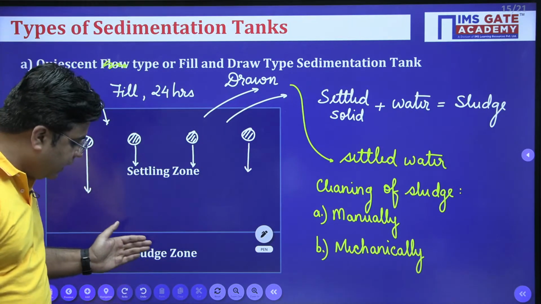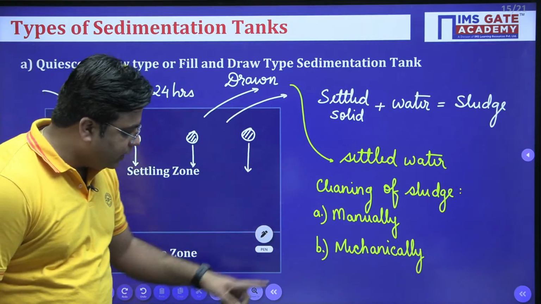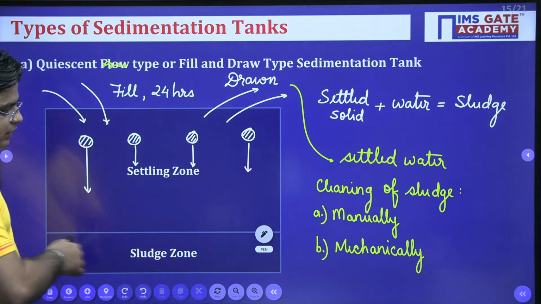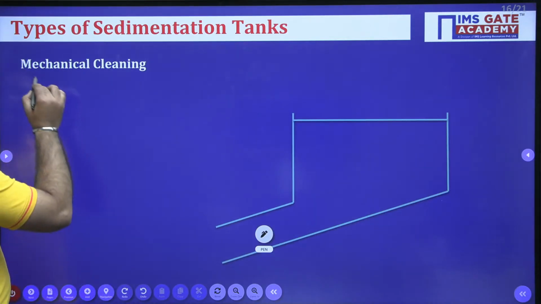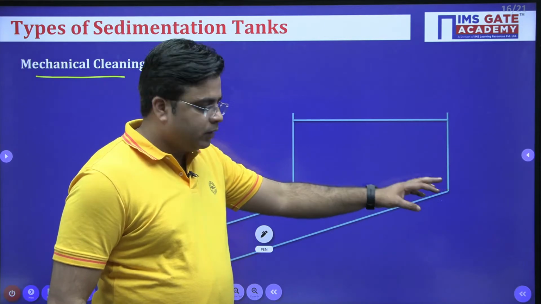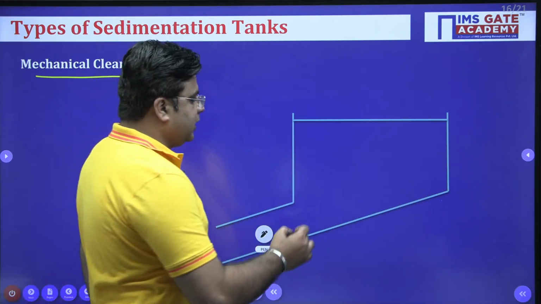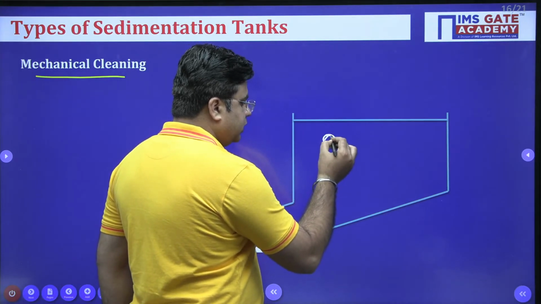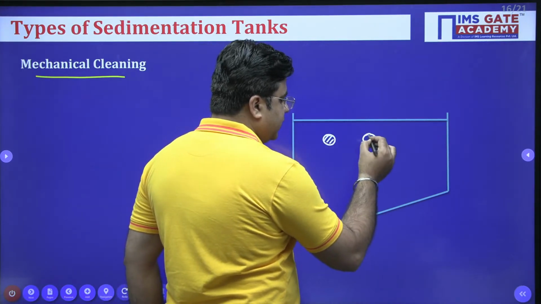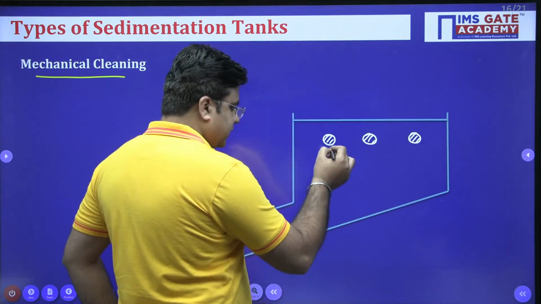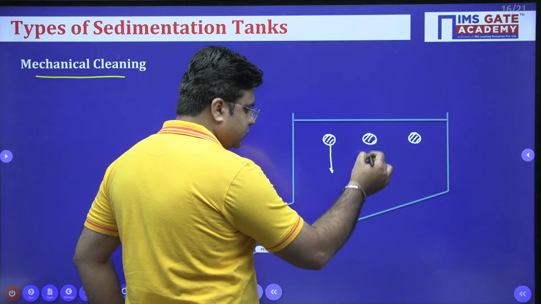Whenever we are cleaning this sludge manually, a sludge zone will be provided. Okay. And when this cleaning is done mechanically, this sludge zone is not provided. Instead, we provide a slant. So these solids settle in the settling zone. These are my solids which are settling in the settling zone like this.